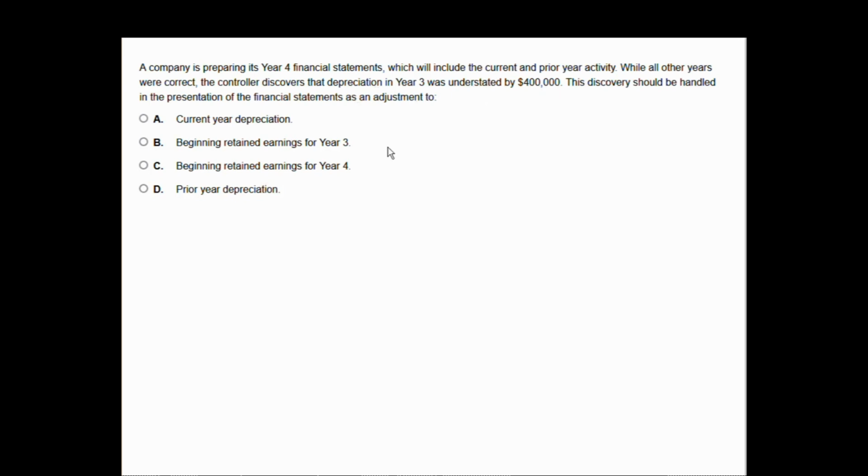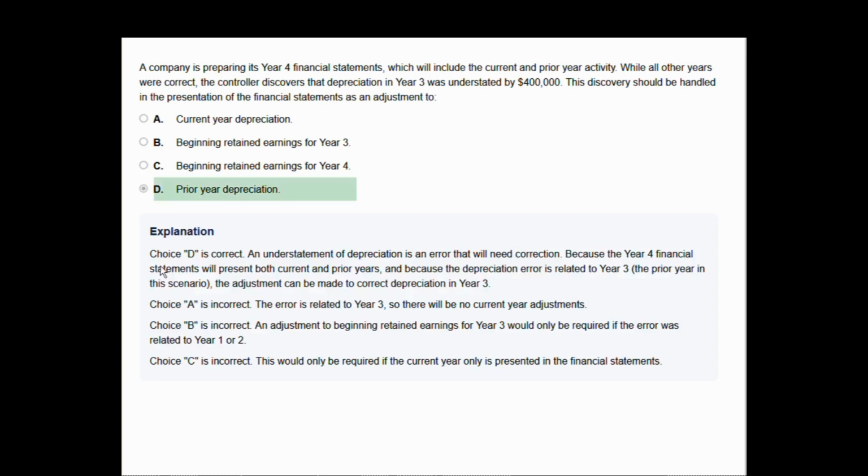Understated by は there's no correction necessary. So, no, wait, understated by it's opposite. You need to change the prior year depreciation. なので、答えは D です。But just D is correct.